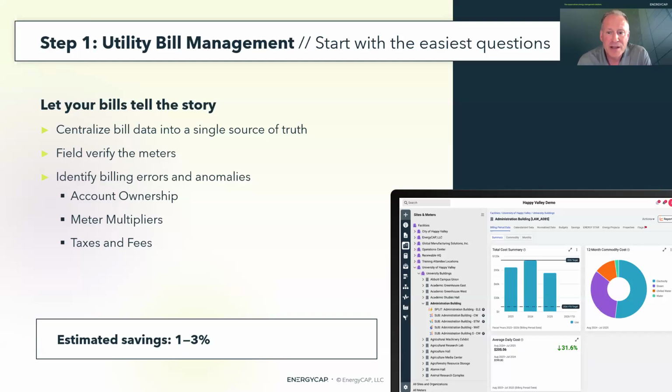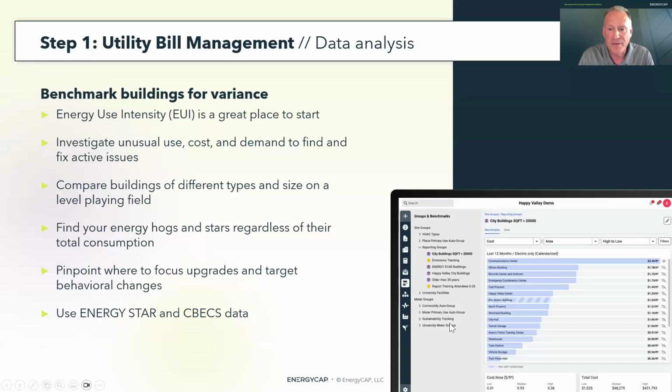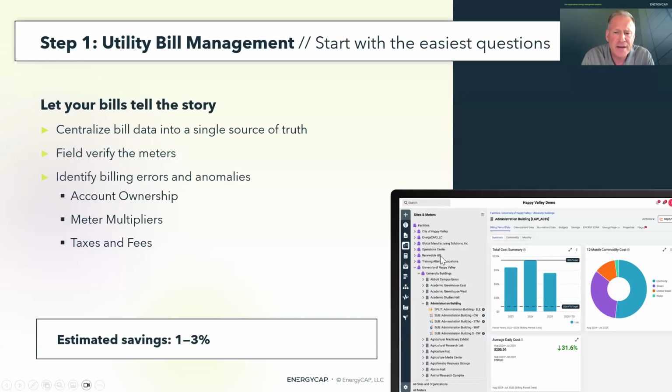So on the left-hand side of that image, you see building names and you see meters. Energy Cap allows you to organize everything in a very structured way so that you can understand what building is using what type of energy. And it also produces graphs and charts, things we call power views, for you to quickly understand what's happening within your facilities.